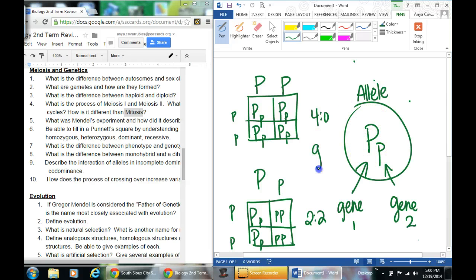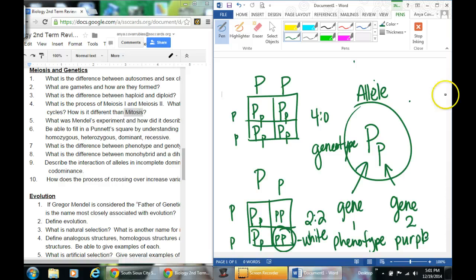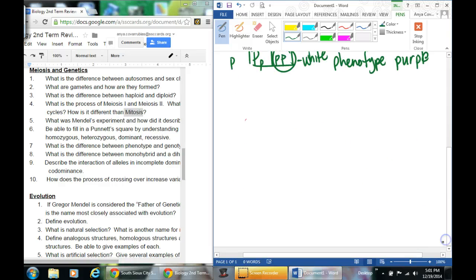So if this is our genotype, then our phenotype would say that this is going to be purple. Our phenotype for this one would be white. So phenotype is just what it looks like. Okay, so this is a monohybrid. A dihybrid, on the other hand, is for 2 separate traits.